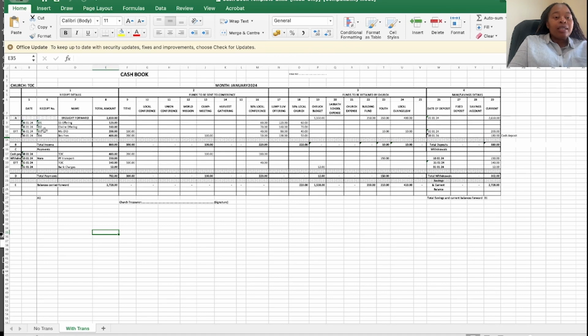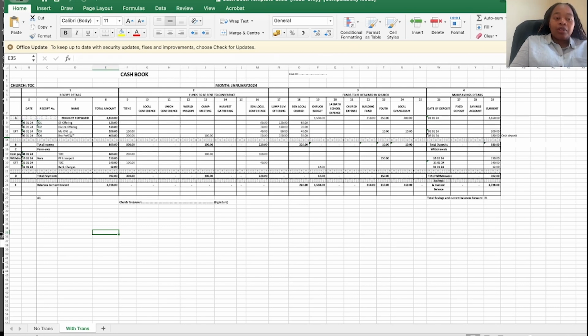Right. The second receipt, same day, same Sabbath, it's receipt number 2. It's the divine service offering. The divine service offering, it's a total of 140. Now we put it under lump sum because it's a lump sum offering. The same as Sabbath school, 50% local church, 50% local conference. There we are. We go to the third one.